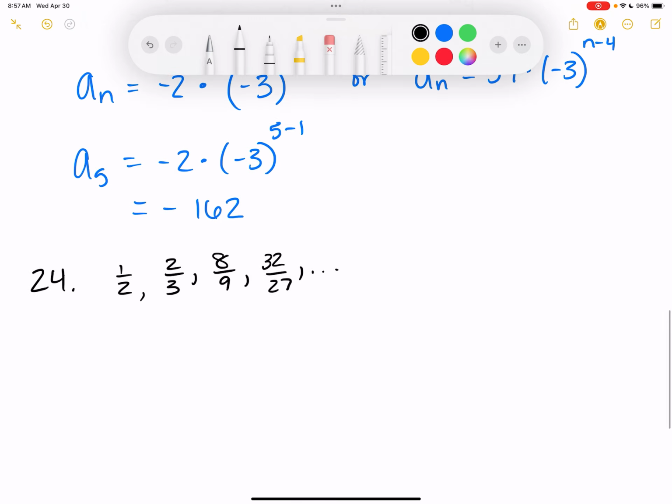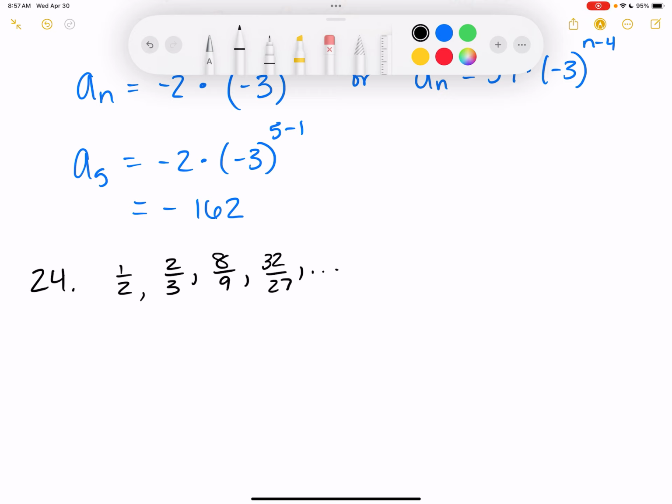I have to think about this one for a minute. Any idea what the common ratio is? I think I just figured it out.